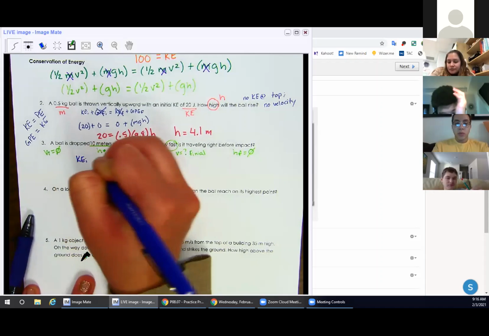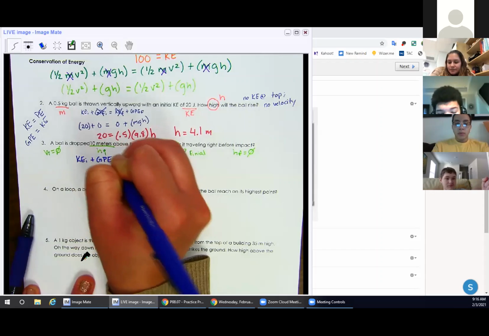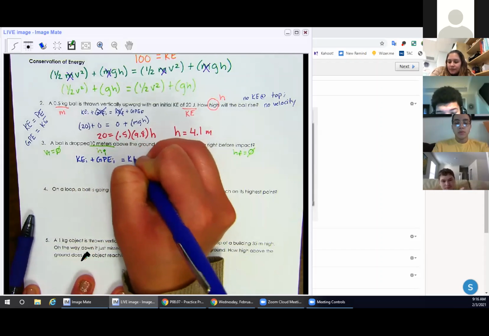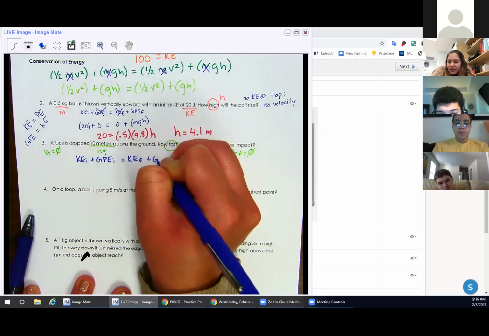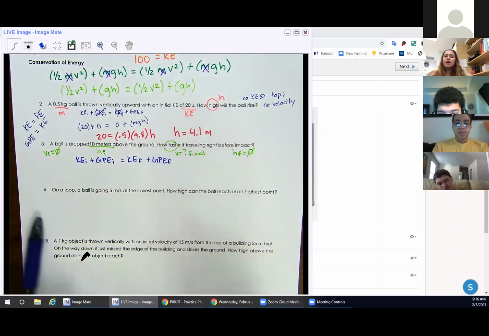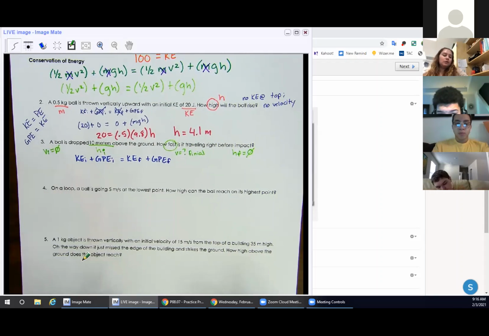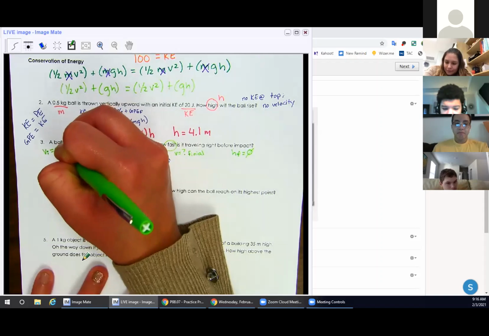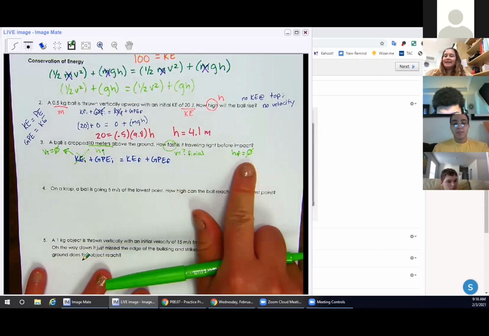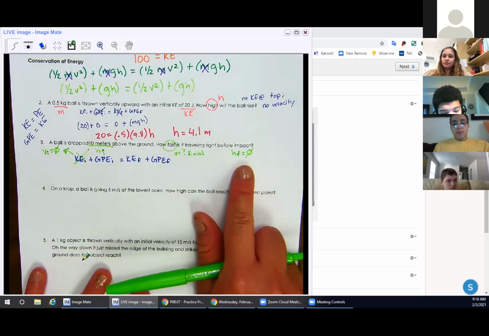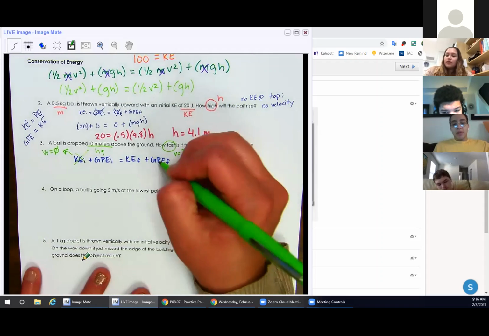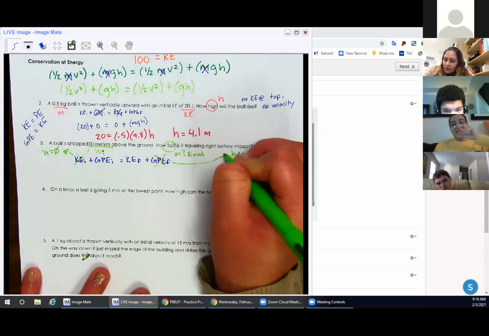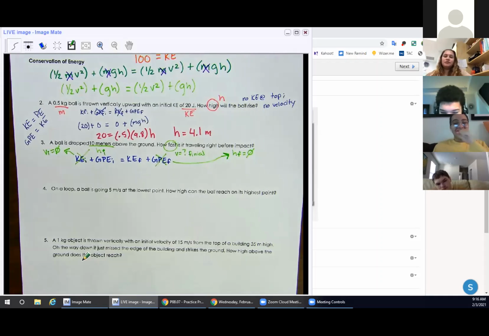KE initial plus GPE initial equals KE final plus GPE final. If our initial velocity is 0, what can we get rid of? The first KE. If the final height is 0, what can we get rid of? The final GPE. So there we go. We just simplified our formula.